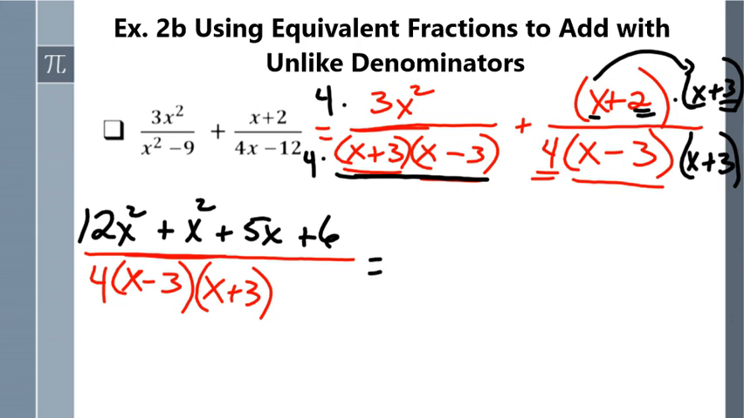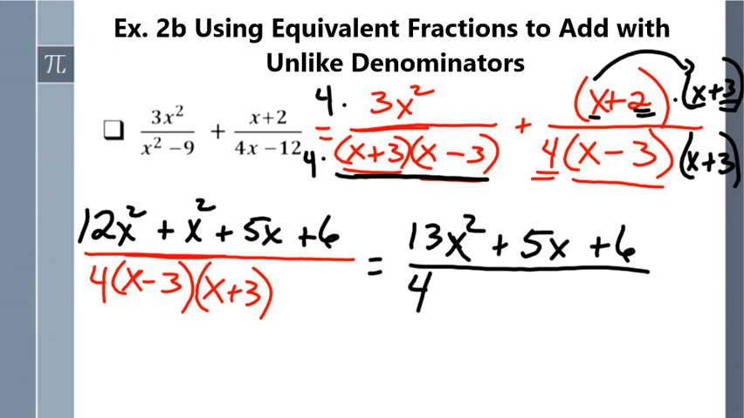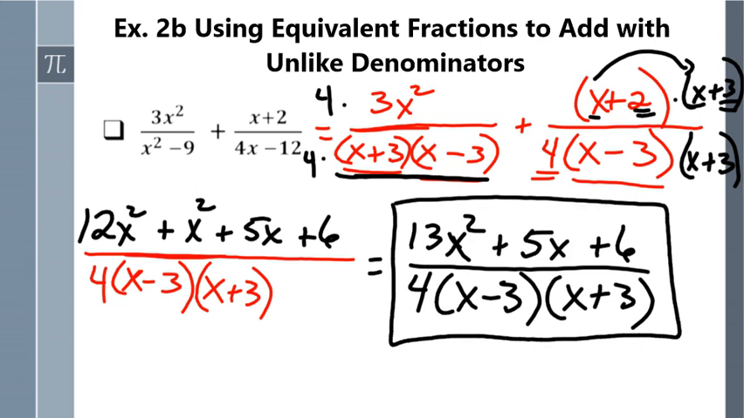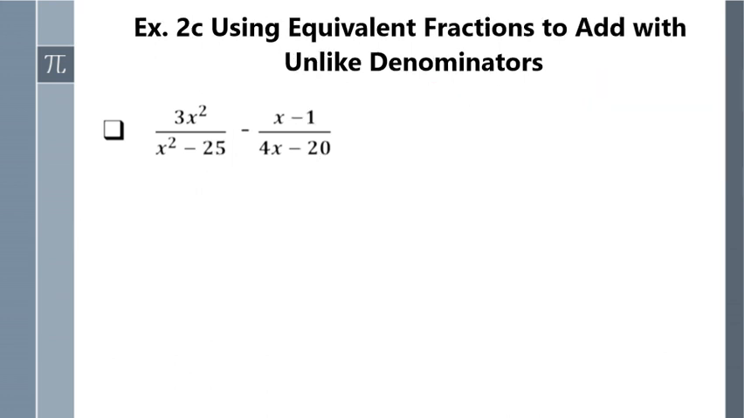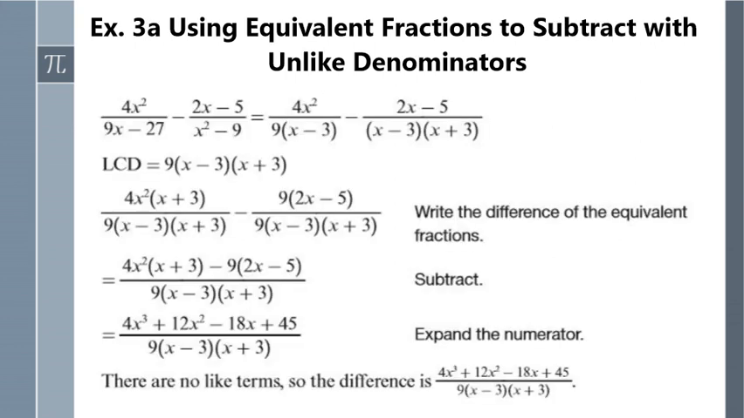So I have 12x squared plus x squared, that's 13x squared. Then I have plus 5x, and I got plus 6. This is all over 4 times x minus 3 times x plus 3. So this would be our answer. If you need to try another one yourself, you can work on this.